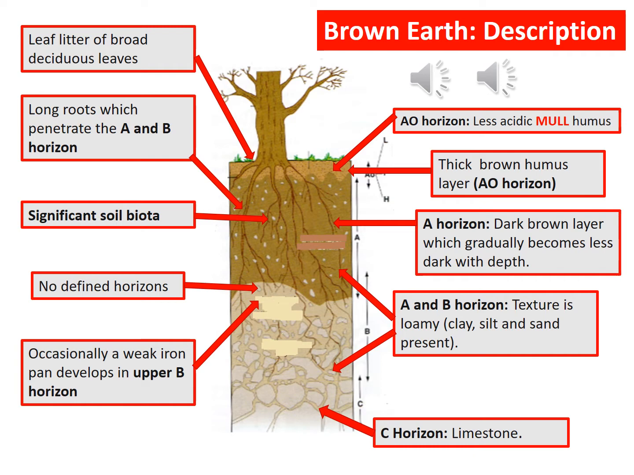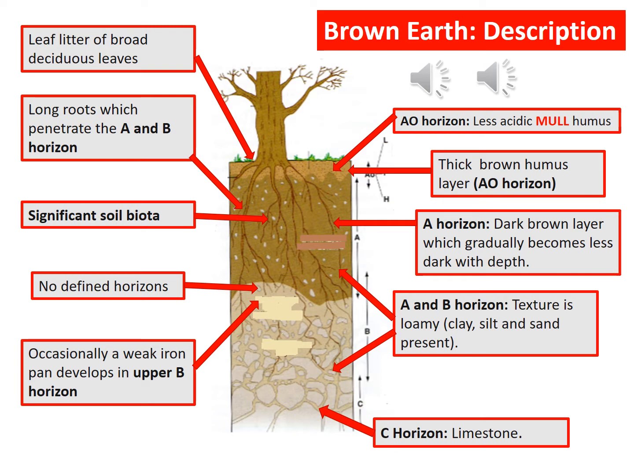Brown earth description. I'm going to start right hand side with the AO horizon. So a Podzol had a mor humus layer, a brown earth has a mull humus. This means it's slightly less acidic than what you had in your Podzol. Okay, so for your description, your AO layer will be less acidic mull humus.